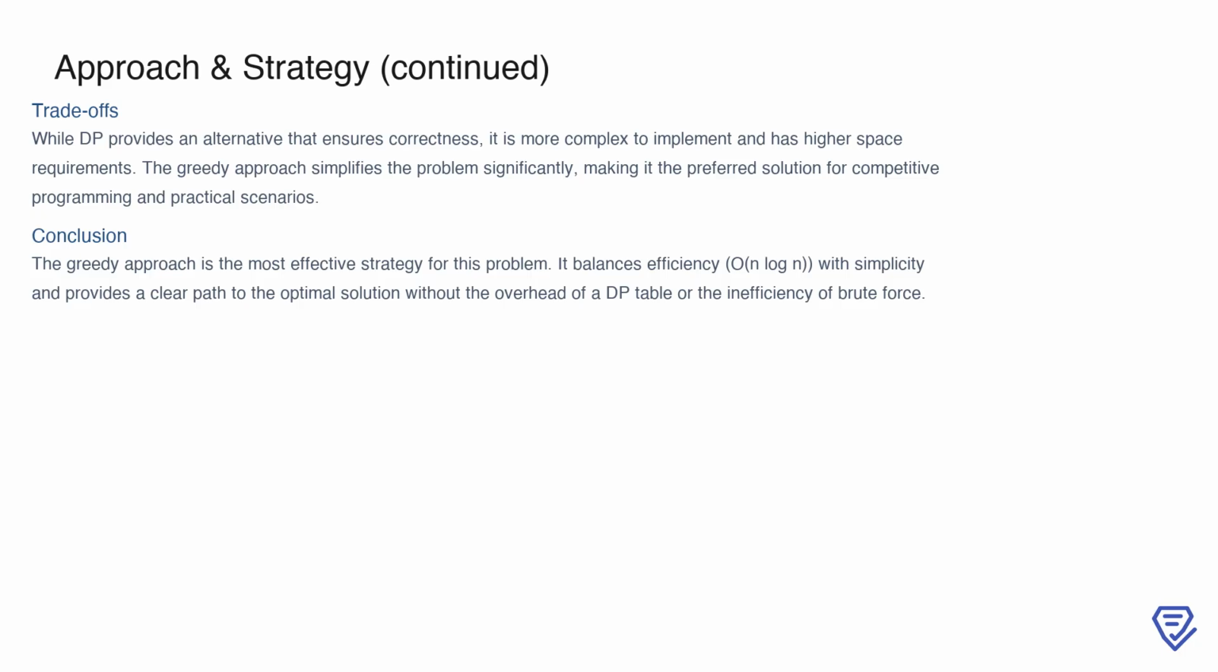In conclusion, the greedy approach is the most effective strategy for solving the two-city scheduling problem. It allows us to arrive at the optimal solution with minimal computational overhead, making it a clear choice over the brute force or dynamic programming methods for this problem.